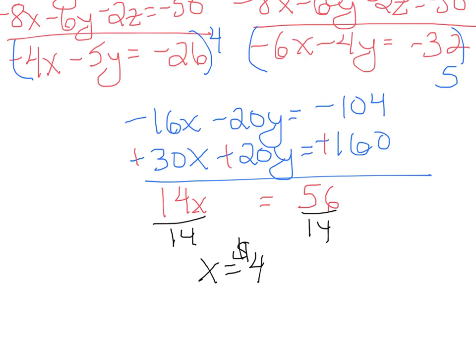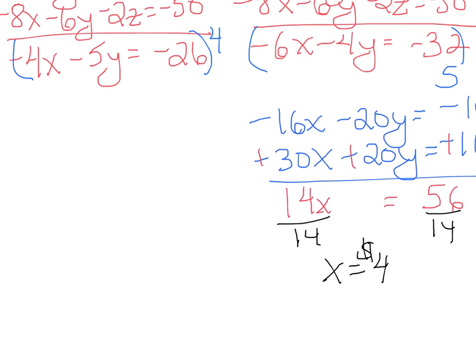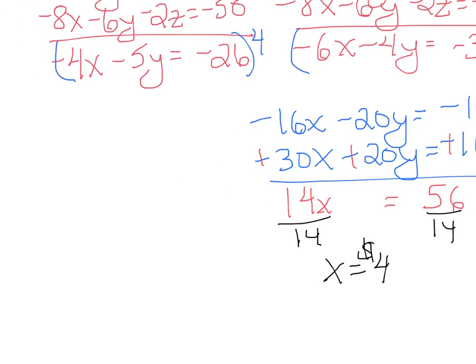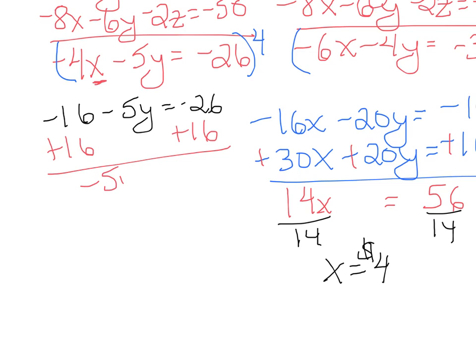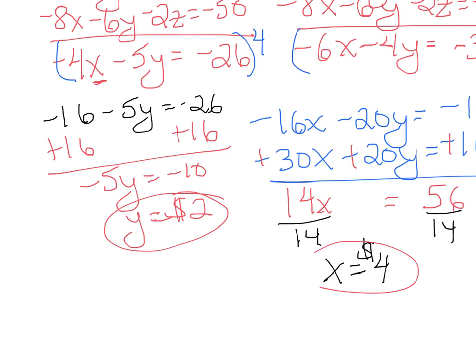So now I have to take that x value and substitute it into an equation. So what I'm going to do is I'll take the 4 and I'll plug it in for this x. So that's negative 16 minus 5y equals negative 26. We'll add 16 to both sides. So negative 5y equals negative 10. So y is $2. And then lastly, we need to find z.